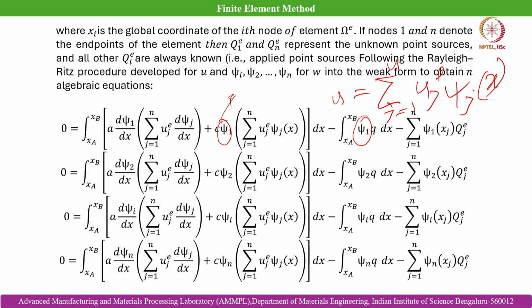Similarly, when i is equal to 2, the expression becomes like the second line. And when it is i equal to i, then in place of w we are writing psi i. Likewise, you can see we are replacing psi 1 and psi 2 by psi i. When we write the nth equation, with i equal to n, the shape function becomes psi n. So, you can see the resultant expression of the weak formulation.